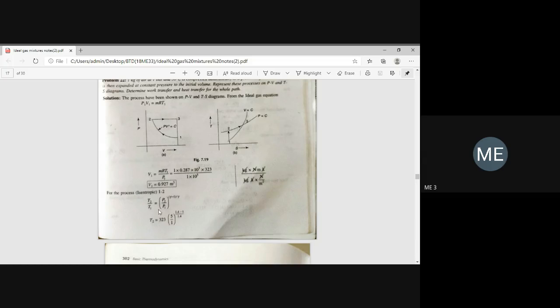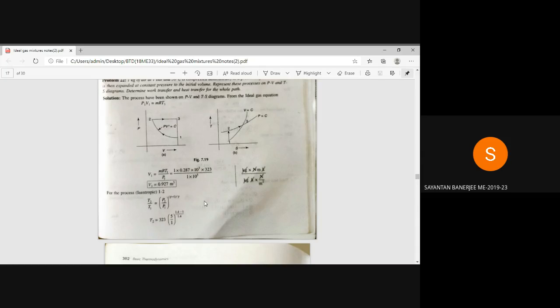So T2 equals 323. One more thing, you have to put everything in Kelvin. P2 is 5 bar divided by 1 bar. Anyhow, it is a ratio, so you can take directly 5 by 1 to the power of 1.4 minus 1 divided by 1.4. So can you tell me whether you are going to get more than 50 degrees Celsius or less than 50 degrees Celsius here? Can you imagine and tell me?